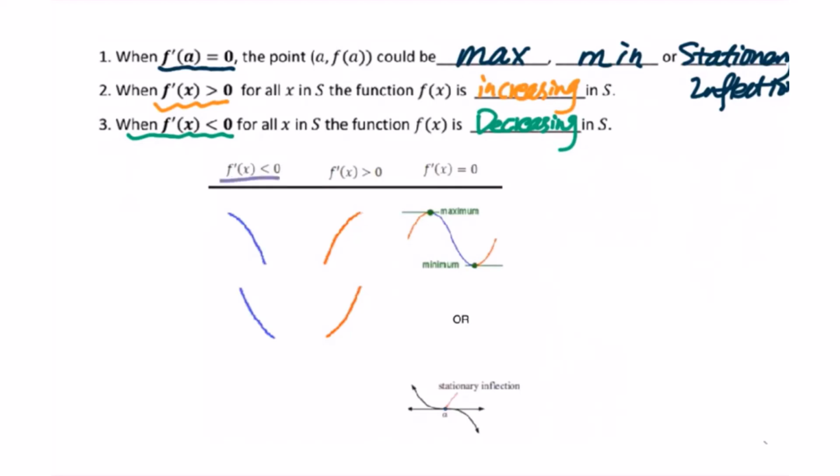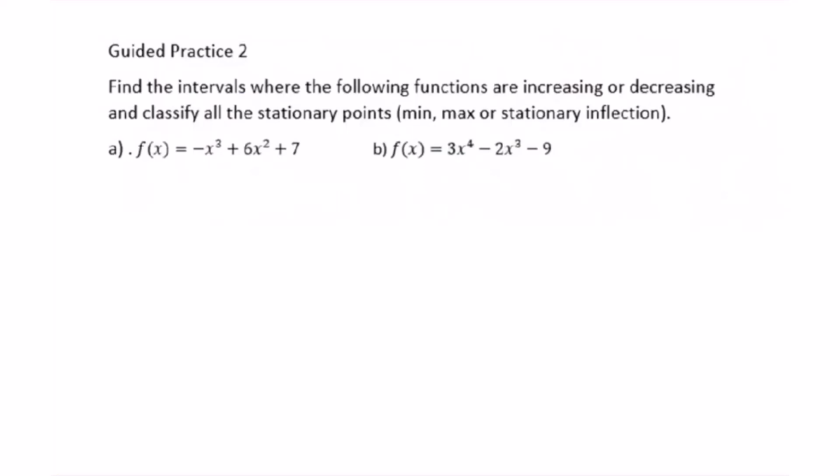When f prime of x is less than 0, you see in the graph, these two are decreasing. And for f prime of x greater than 0, these two are increasing functions. When f prime of x equals 0, it could be a maximum value or minimum value, or could be a stationary inflection point. Now let's go to guided practice 2.